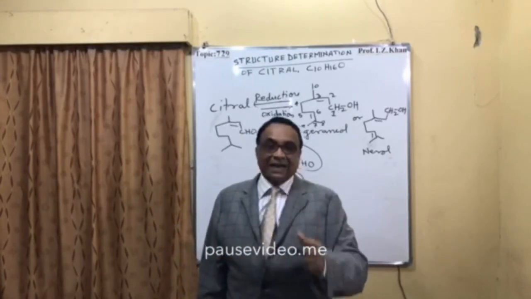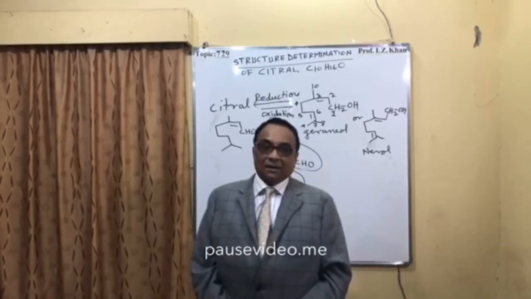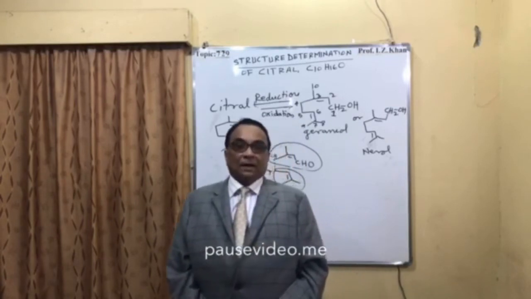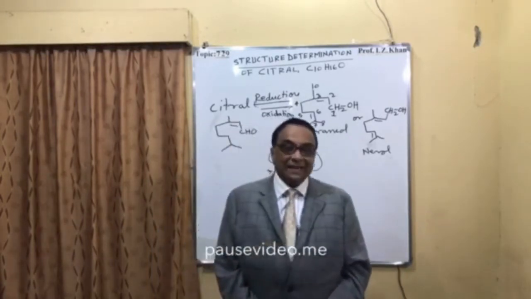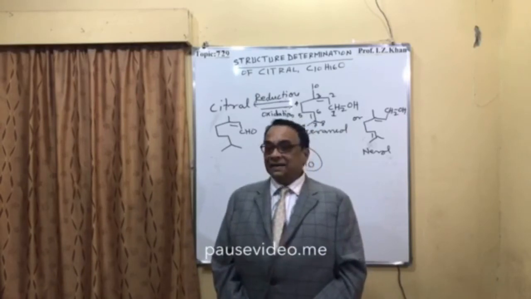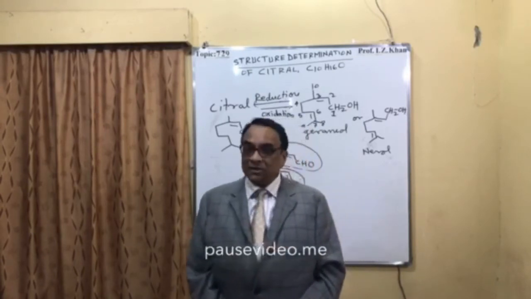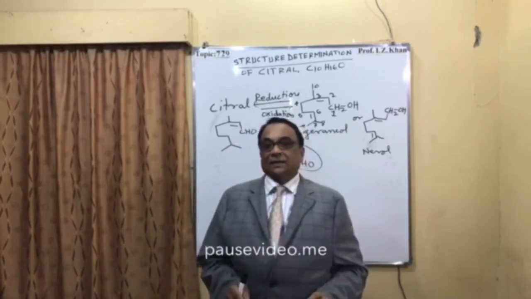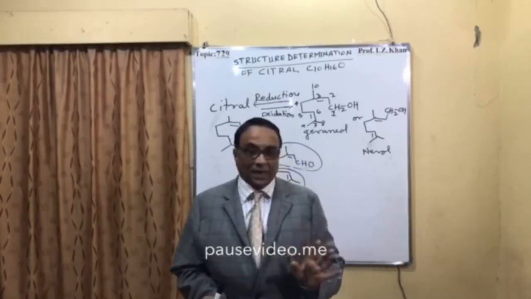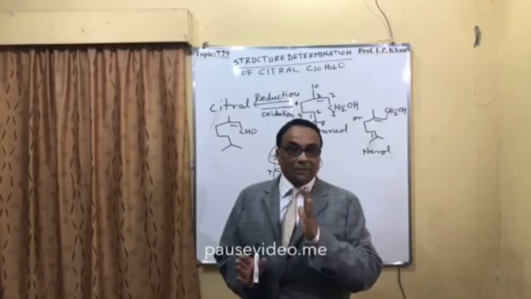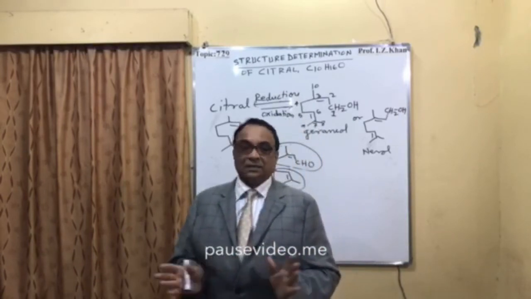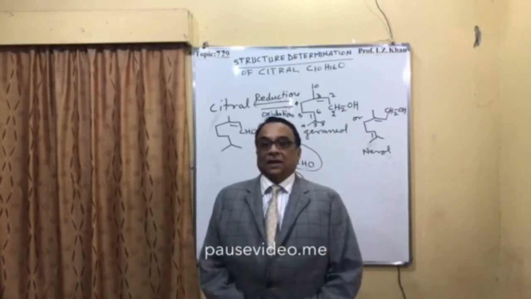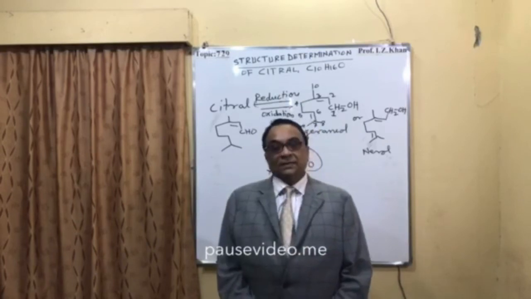When this citral is subjected to oxidation in the presence of silver oxide, it is changed into geranic acid, and that acid is formed without loss of a carbon atom. Once there is no loss of carbon atom, it is confirmed that the oxygen is in the form of aldehyde. If there had been a keto group, there would have been splitting of these 2 isoprene units. So since there is no splitting, it confirmed that the carbonyl group is an aldehyde.